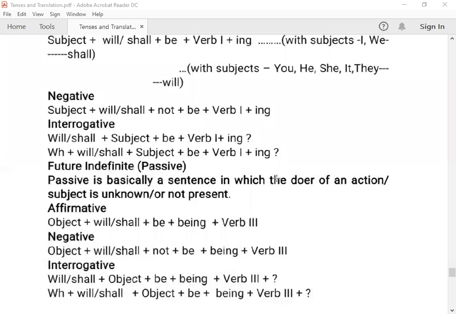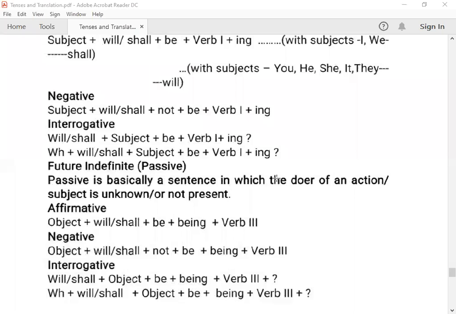Object plus will, shall plus be plus being plus verb third form. So we are to put being, as we have already put being in progressive sentences of all kinds. If it was present continuous, we were supposed to put being for making the passive of progressive present. And if it was past progressive, we were supposed to put being in that too for making the passive form. And now when it is future continuous, that is will, shall, be, and verb first form plus ing in active, once again we are supposed to put being in this tense too for forming the passive of progressive future. So as we have already done, being is used for progressive sentences for making the passive.